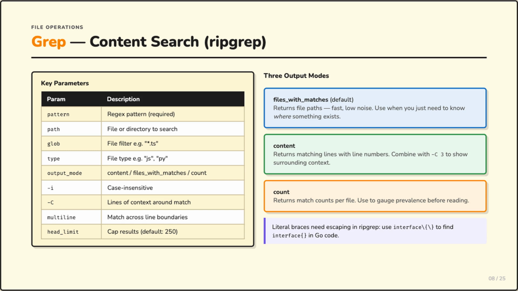One gotcha. Ripgrep syntax requires escaping literal braces, so searching for interface curly braces in Go needs backslash escaping. Grep is read-only.